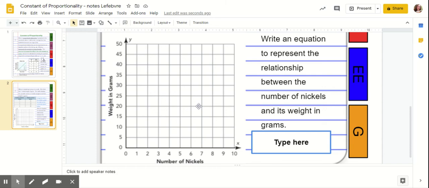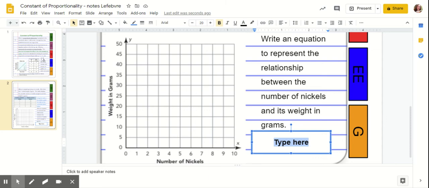If it's a proportional relationship, it will be a straight line that goes through (0, 0). The last thing is to use either the graph that you've made or the table to find the constant of proportionality. And here you will type your equation for this relationship. The equation will be in the form y equals rx. For your final answer, you will not have an r here. Rather, you will put whatever number is the constant of proportionality.